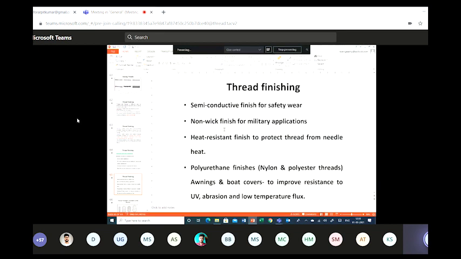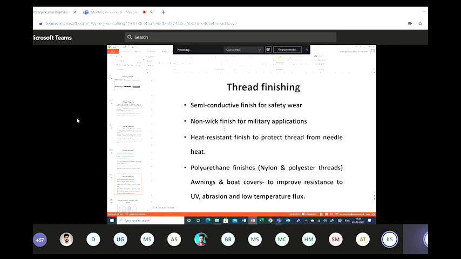Even the outer layer we use is also hydrophobic. Suppose we're using nylon fabrics. Nylon fabric is basically hydrophilic. But when you apply a film, PTFE film, or you apply polyurethane coating, the fabric becomes hydrophobic. But when you join the fabrics using threads, the threads must have non-wicking property.